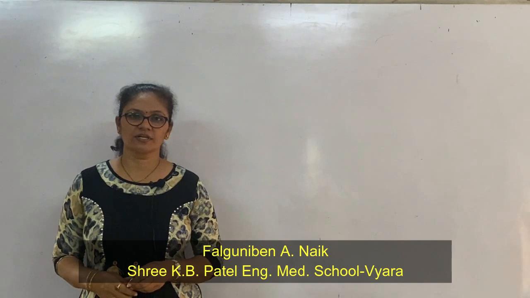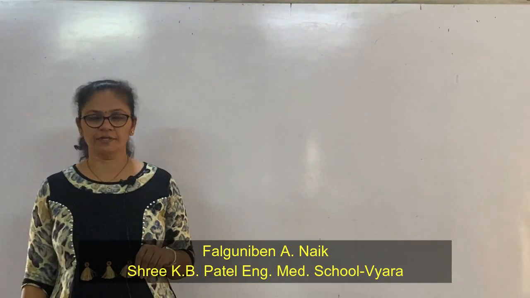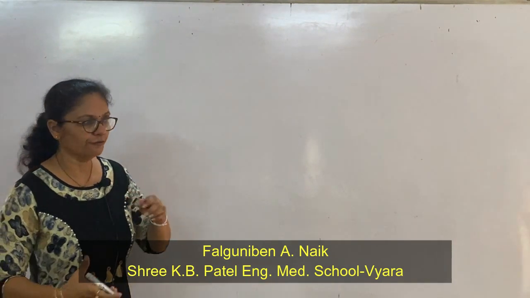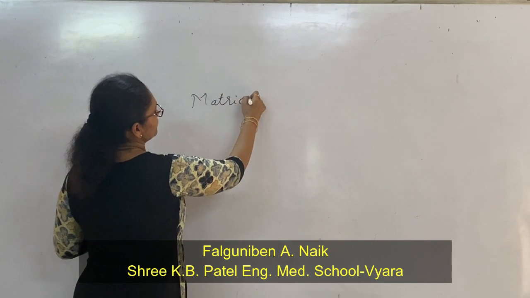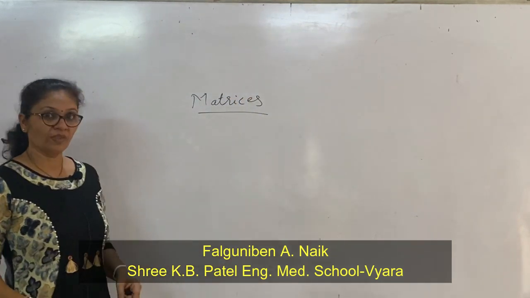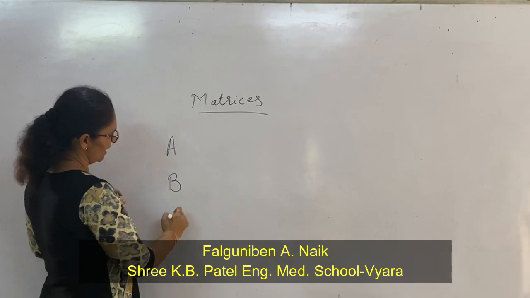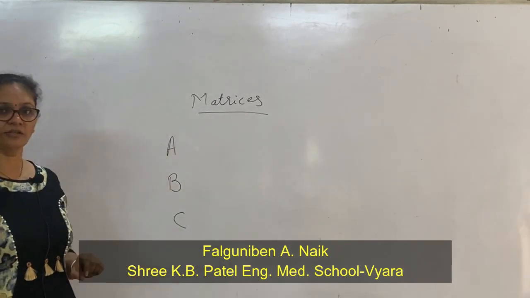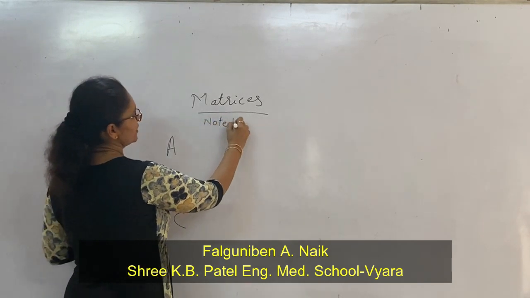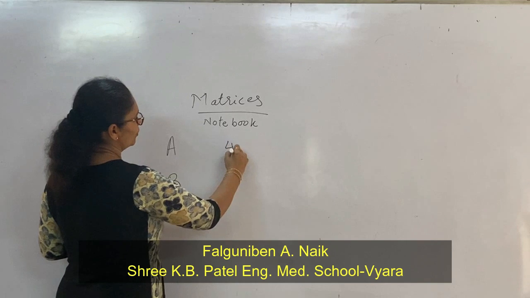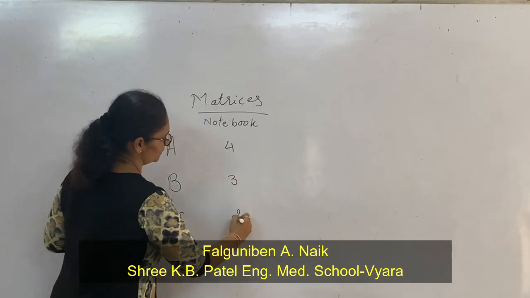In the first introduction lecture, we have already discussed that today we start the third chapter, matrices. So first of all, what is a matrix? We discussed that. I give you one example. Suppose A is one student, B is another, and C is the third student. Now first, suppose A has 4 notebooks, B has 3 notebooks, and C has 2.